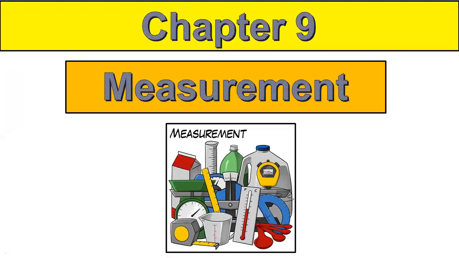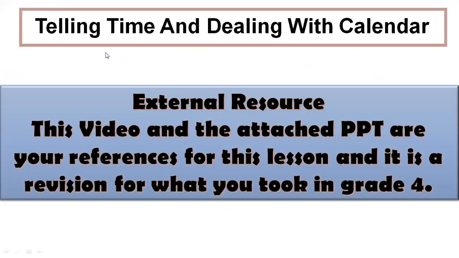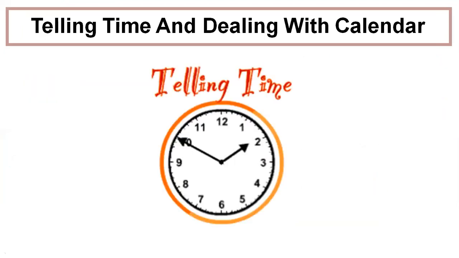Today we're going to continue talking about some important ideas in Chapter 9 about the measurements. We're going to talk today about telling time and dealing with calendars. This is like an external booklet, like the booklets that we used to take at school, but we're not going to have it as a booklet. It's going to be like a video. So this video and the attached PowerPoint are your references for this lesson, and it's a revision for what you took in grade 4. The main objective is to be able to tell time in different ways and to deal with calendars. So let's start with telling time.